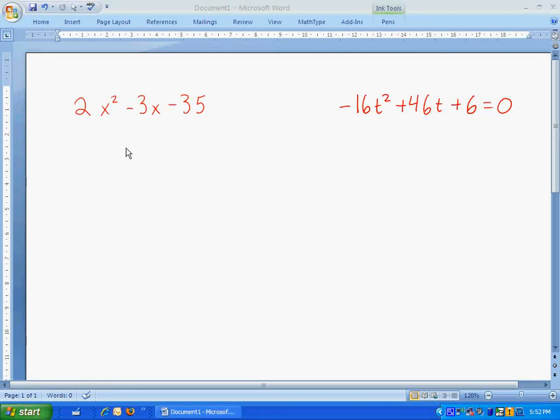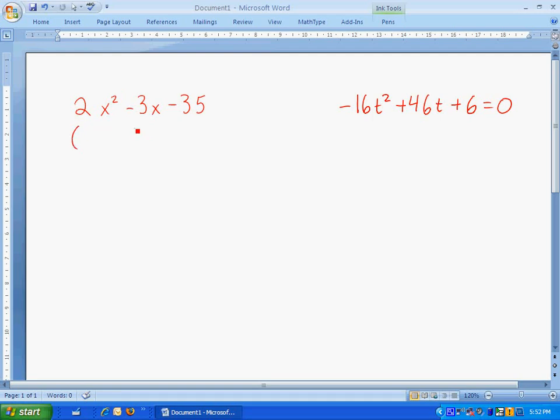Now let's try a couple of harder trinomials. They're considered a little bit harder because this time we do have a coefficient in front of our squared variable. And because of that, we can't follow some of the same rules that we did when we were trying to factor the easier trinomials.